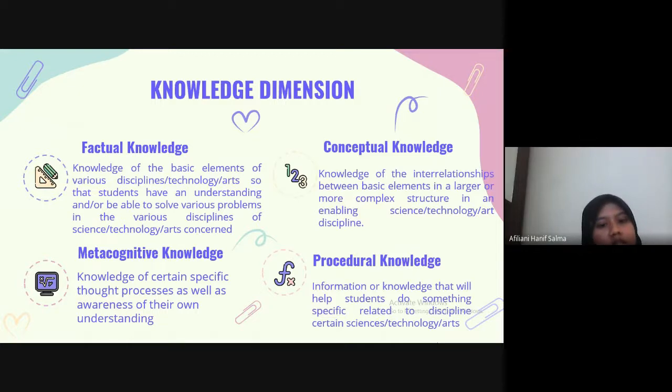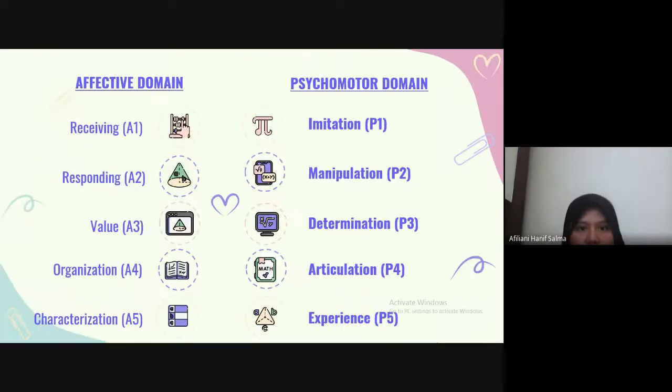This is knowledge of certain specific processes as well as awareness of their own understanding. The third is conceptual knowledge, the knowledge of the interrelationship between basic elements in a larger or more complex structure in science, technology, art, and discipline. And the last is procedural knowledge. This is information or knowledge that will help students do something specific related to a discipline, certain science, technology, or arts.